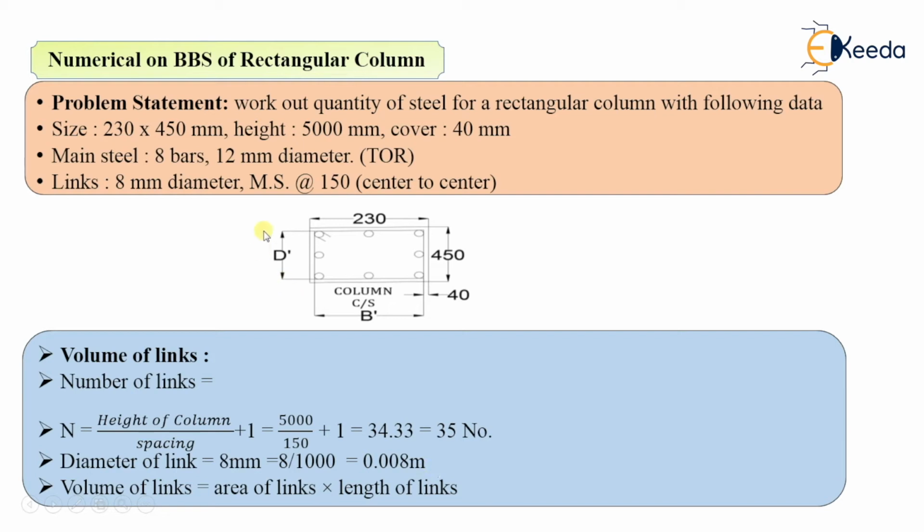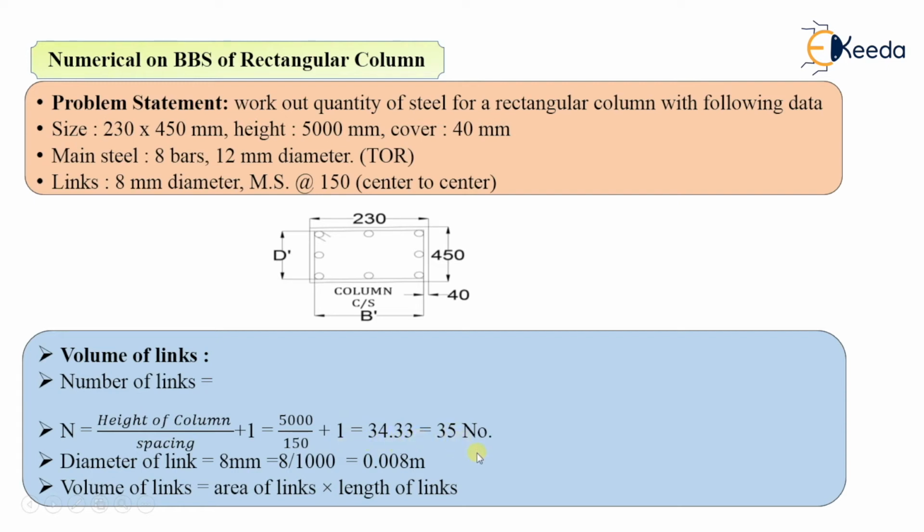And see, the number of links are also not given. So you can calculate it. How you can calculate number of links? It is height of column divided by spacing plus 1. Remember this formula. How you can calculate the number of links in a column? It is height of column divided by the spacing of links plus 1. Height of column is 5000 mm, they have given here, divided by spacing. Spacing is 150 mm center to center plus 1. So which comes as 34.33 numbers.